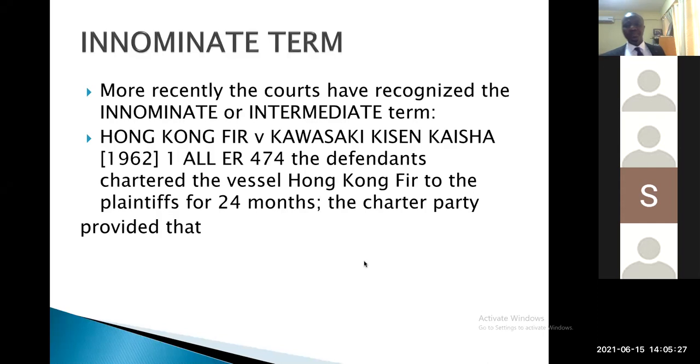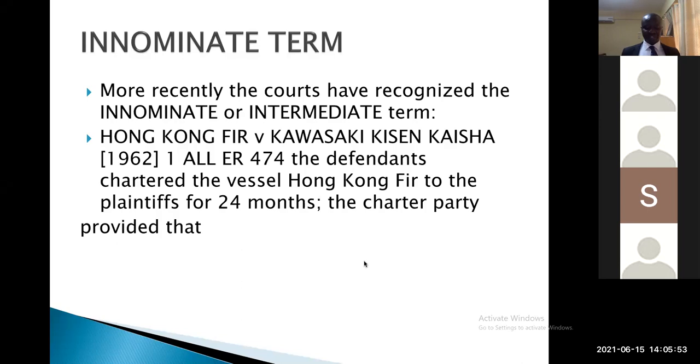Yeah, so as I said, under the charter party or the contract, the ship had been hired for 24 months, but the staff, those who were working in the engine room, were not very competent. And the ship also had very antiquated or very old parts and so on.